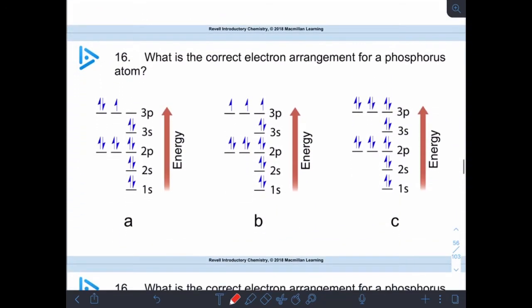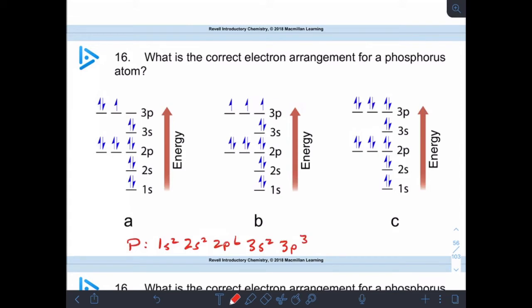So what is the correct electron arrangement for phosphorus? Okay, so phosphorus, its electron configuration, 1s2, 2s2, 2p6, 3s2, 3p3.